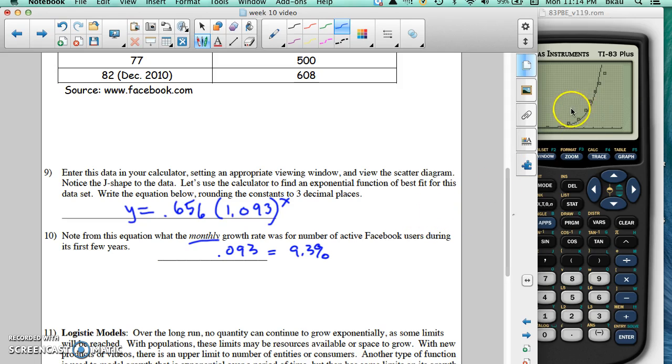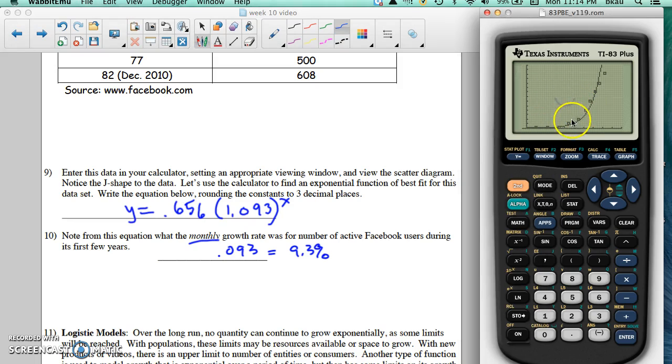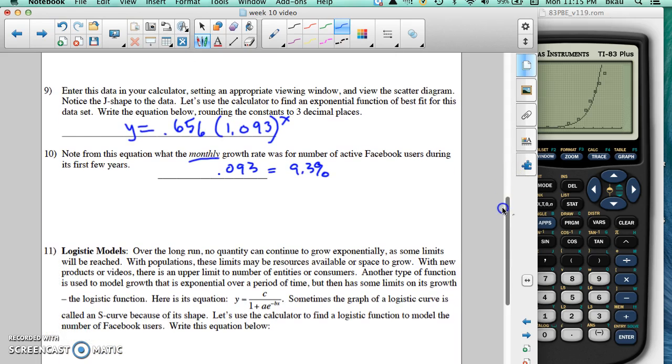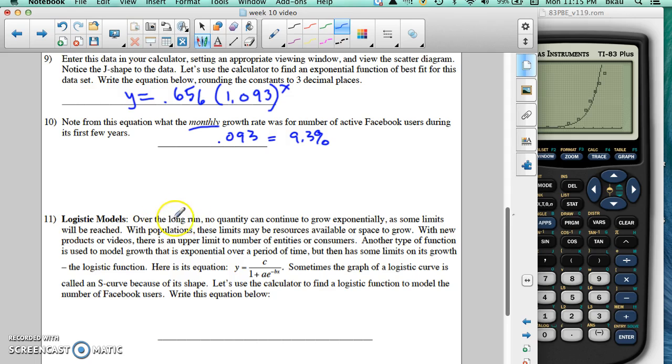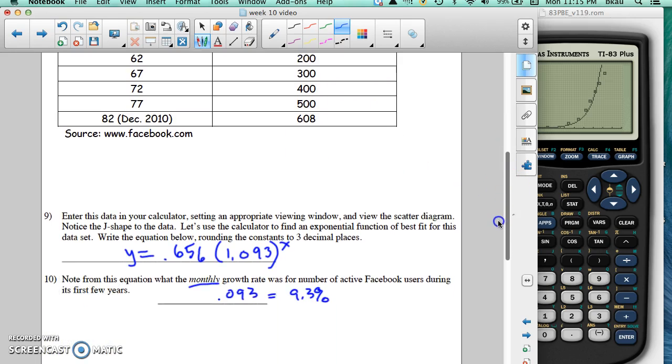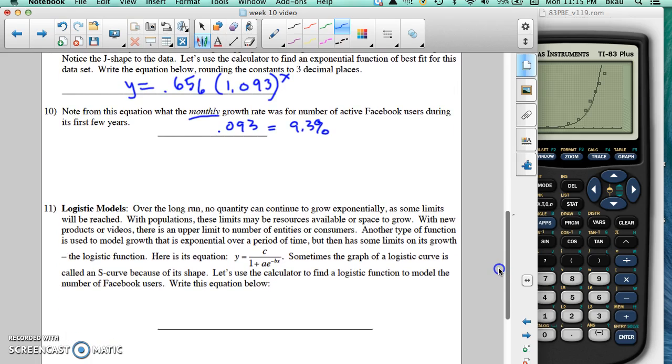All right, now if we wanted to, the better the model fits this data, the better the model. We're a little off on this one, so there may be a better model, and in this case we're going to test out that model, which is called a logistic model. It's saying here that no quantity, in the long run, can continue to grow exponentially, as some limit will be reached. With populations, these limits may be resources. In this case, it may be that we just have that many users. There's going to be a limit on users because not everybody's going to continue to use that Facebook thing.